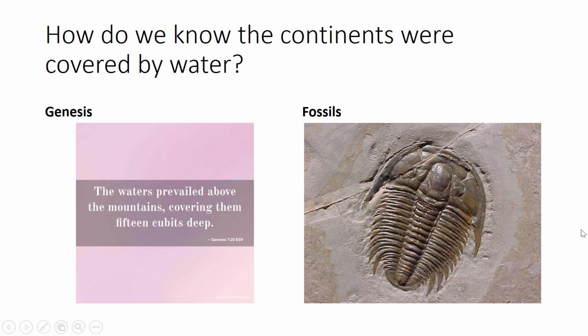So how do we know that the continents were covered by water? Because that's an integral part of both stories, the conventional geology story as well as the short age geology story. Well, first off, Scripture tells us in Genesis 7 that the earth was covered with water. It says the waters prevailed above the mountains, covering them 15 cubits deep. And the authors of the textbook talk a great deal about this. How is this even possible? There doesn't seem to be enough water on earth to make this possible.